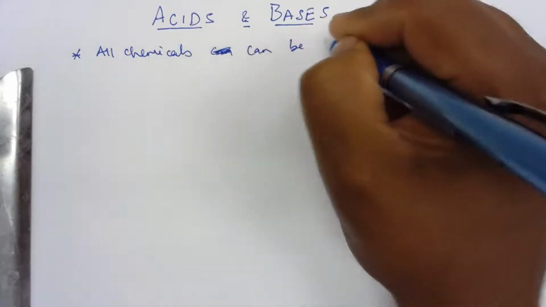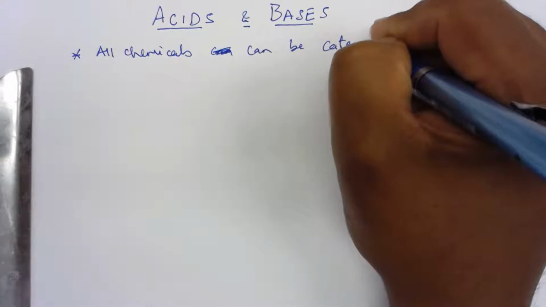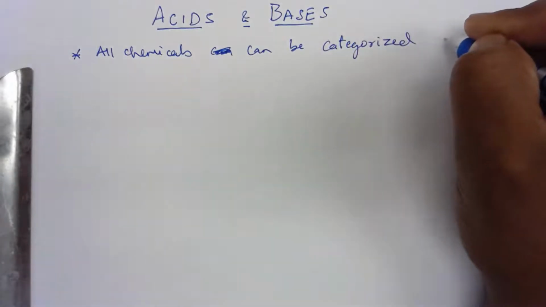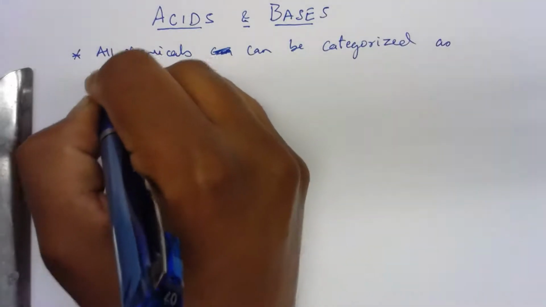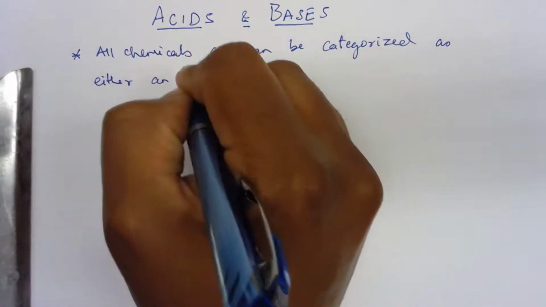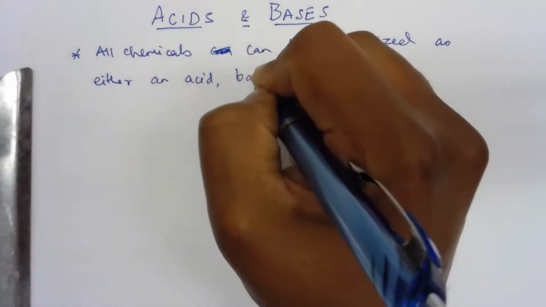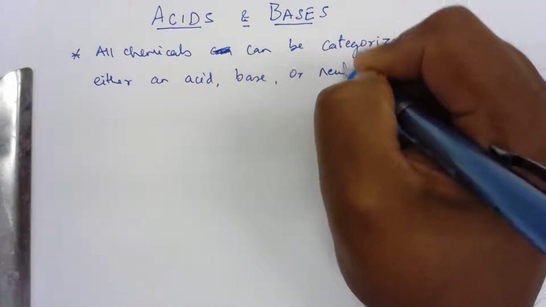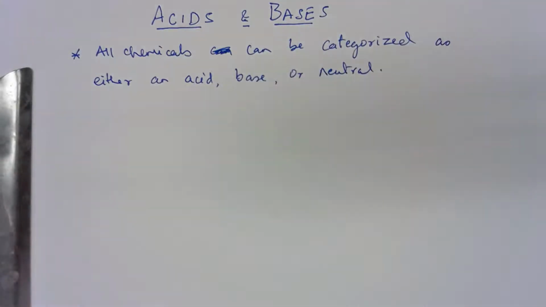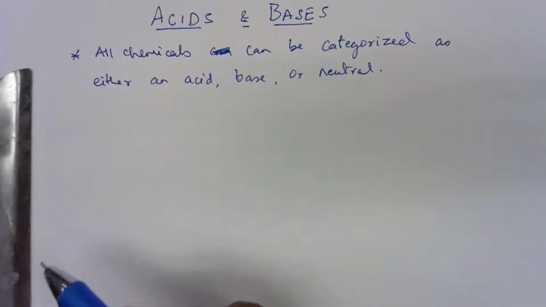Okay, so before we get started, we need to note that all chemicals can be categorized as either an acid, base, or neutral. So you can take any chemical under the sun and it will fall into these three categories: acid, base, or neutral, which neutral means something that's neither acidic nor basic.